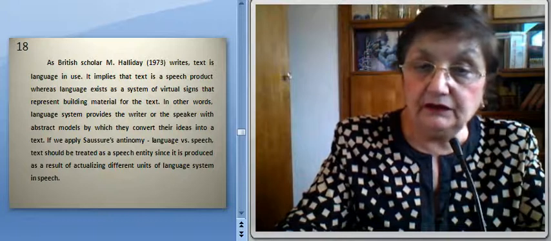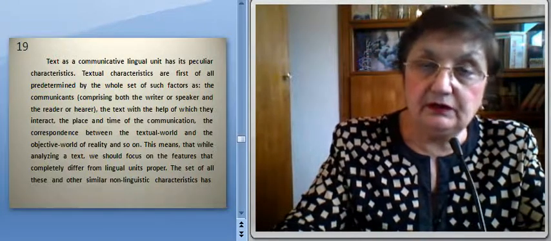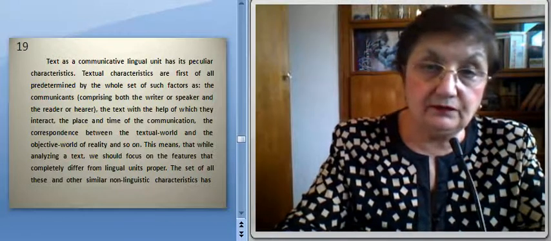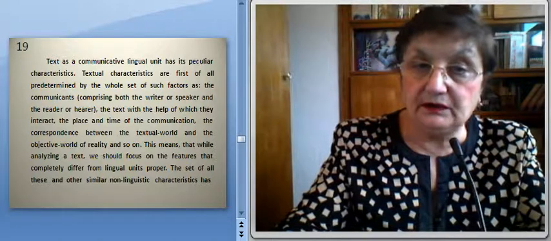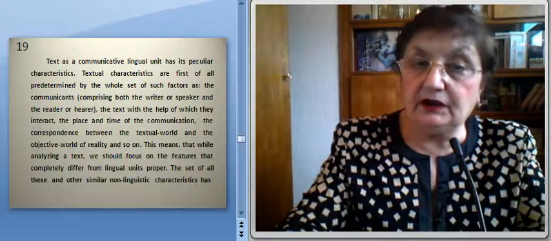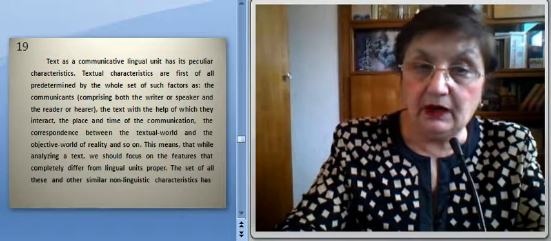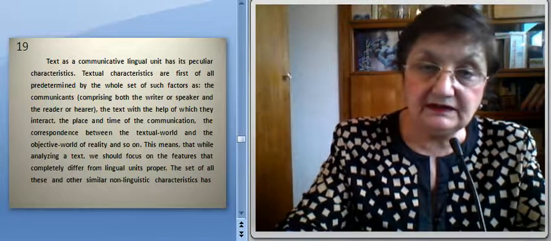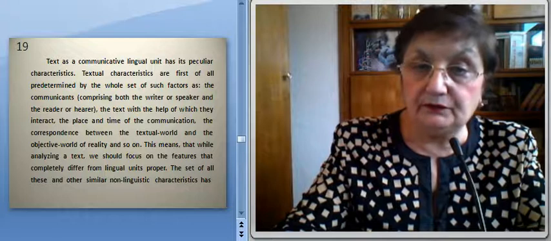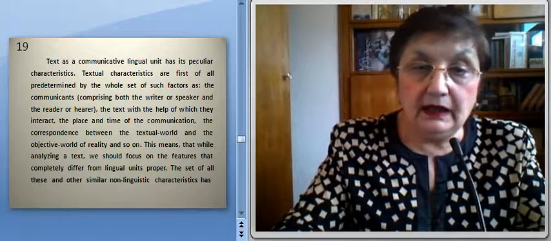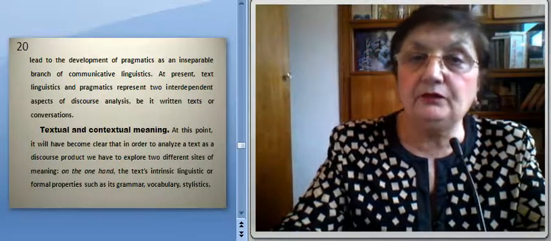Textual characteristics are first of all predetermined by the whole set of such factors as the communicants, comprising both the writer or the speaker and the reader or hearer, the text with the help of which they interact, the place and time of the communication, the correspondence between the textual world and the objective world of reality, and so on. This means that while analyzing a text, we should focus on the features that completely differ from the lingual units proper. The set of all these and other similar non-linguistic characteristics has led to the development of pragmatics as an inseparable branch of communicative linguistics. At present, text linguistics and pragmatics represent two interdependent aspects of discourse analysis, be it written text or conversations.